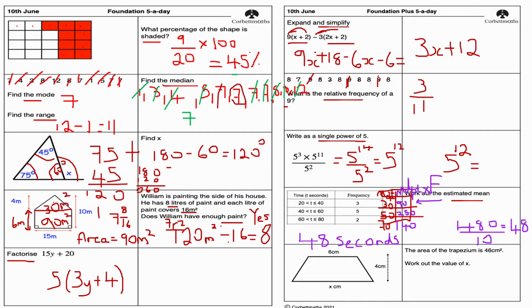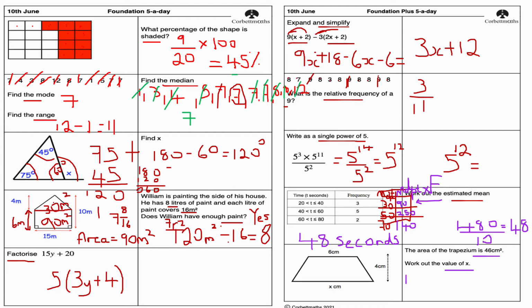So double checking this, guys. I get 390. 390 plus 90 is 480. Next question. The area of the trapezium is 46 centimeters squared. Work out the value of x.